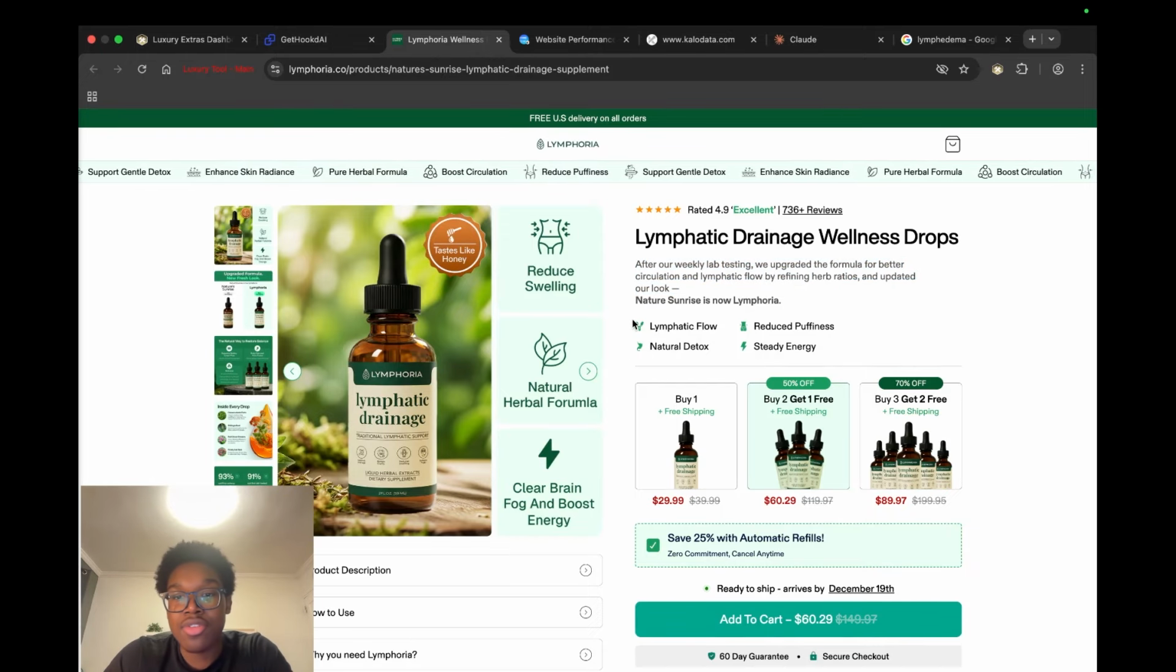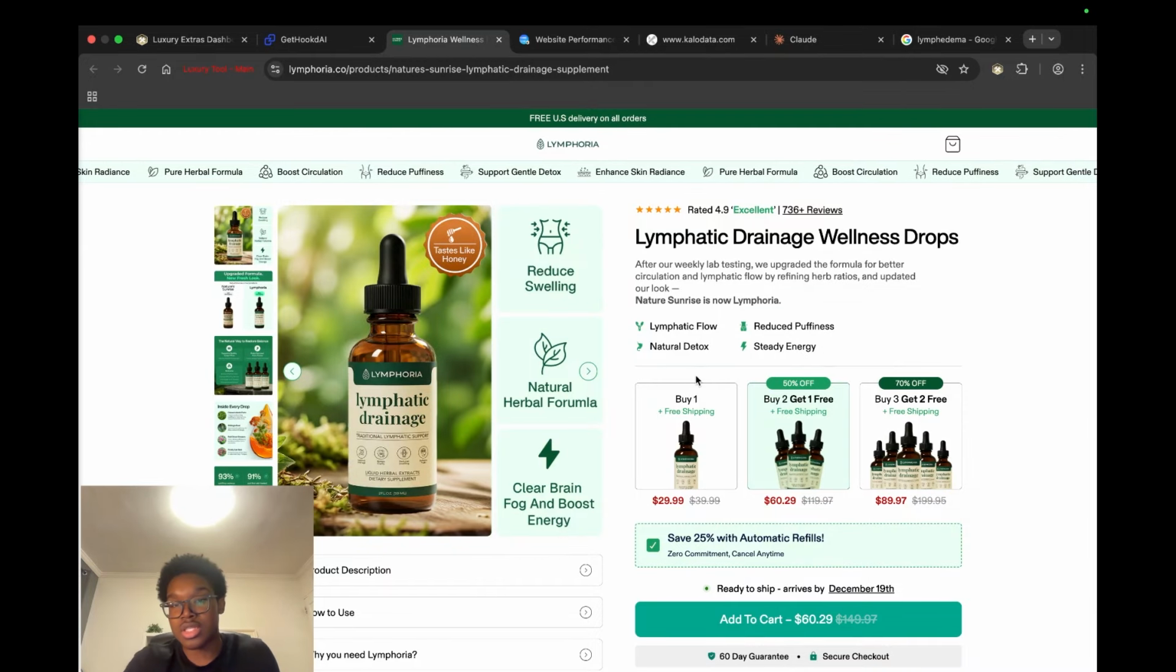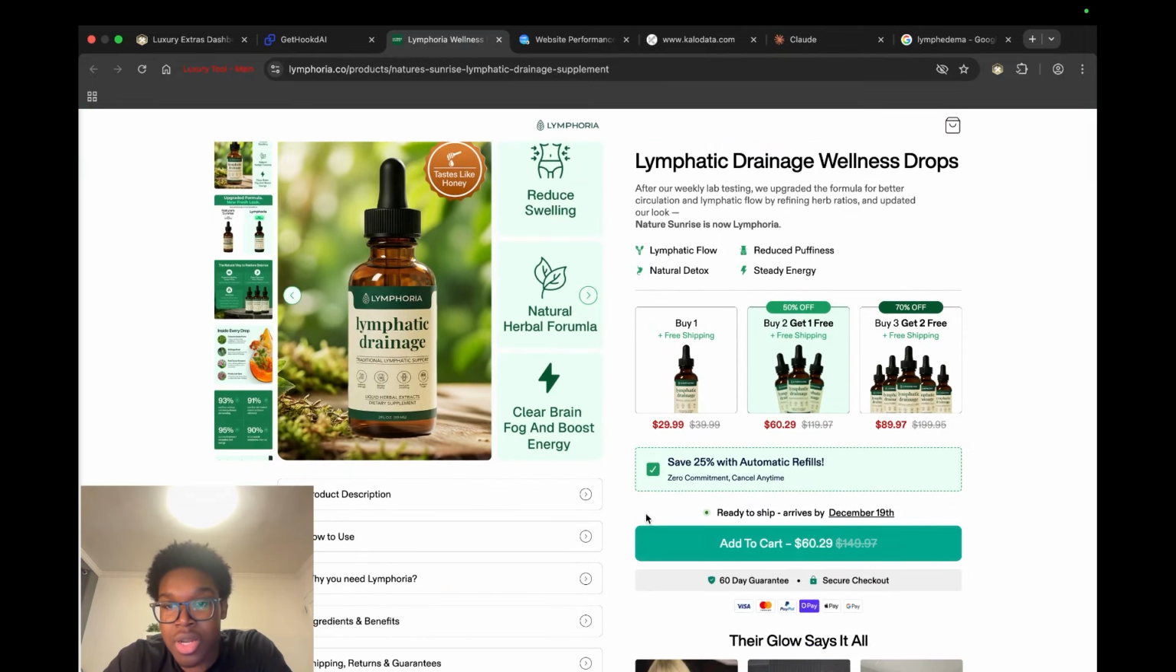And then you want to have your, what's this called? Product benefits, okay? So for them, they have lymphatic flow, natural detox, reduced puffiness, steady energy. You only need 4, okay? It could either be 4 that are straight down, or you have 2 and 2, just like these people right here, right? Right after that, you're going to have your bundle.